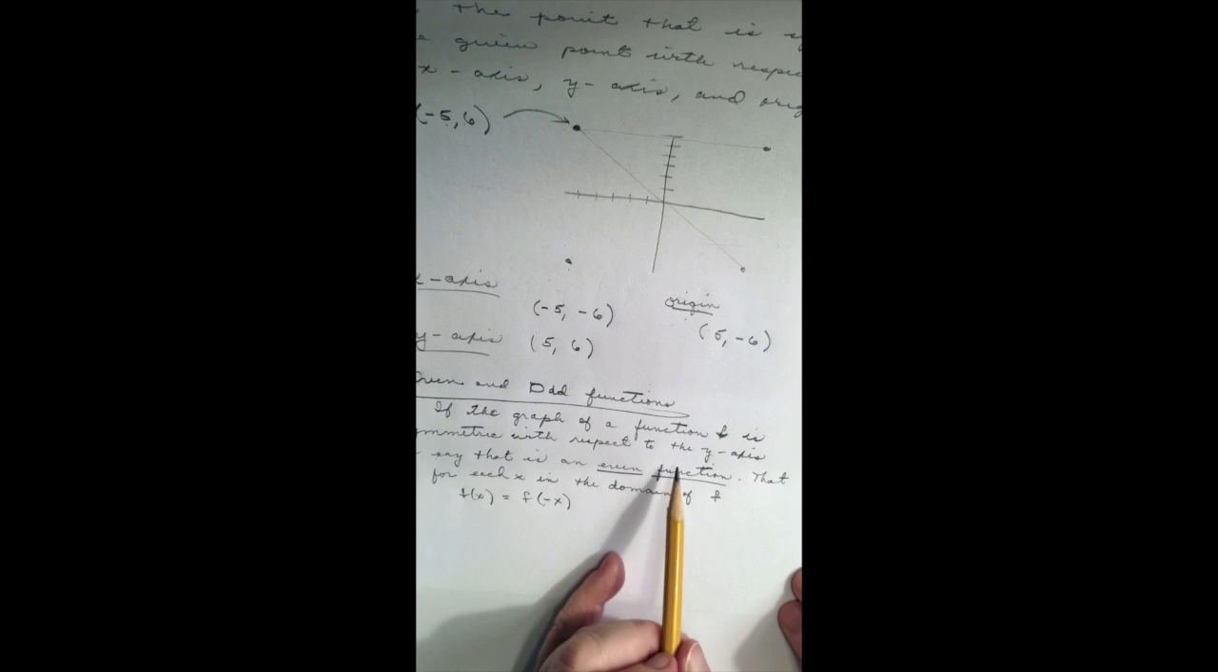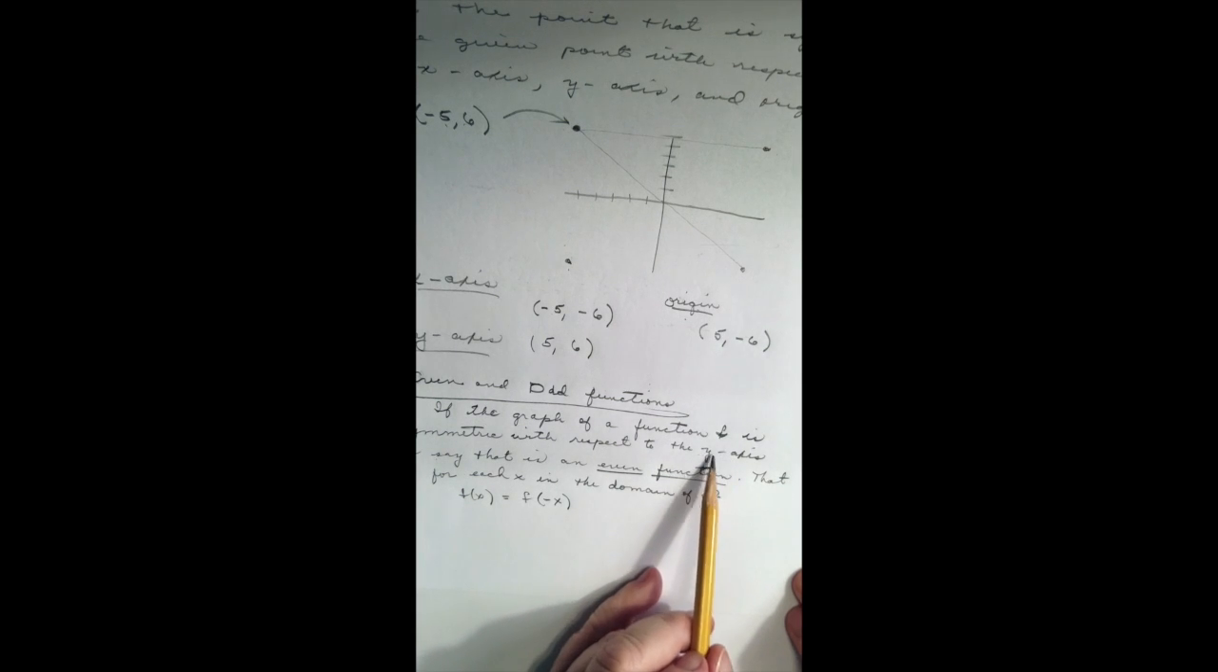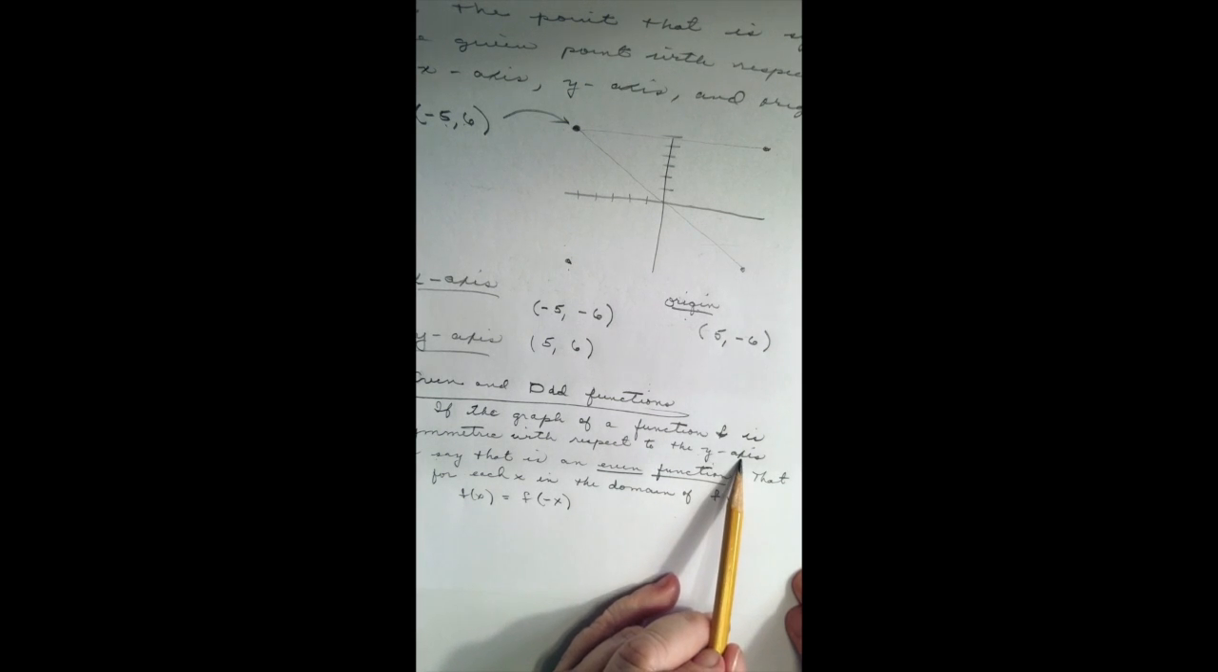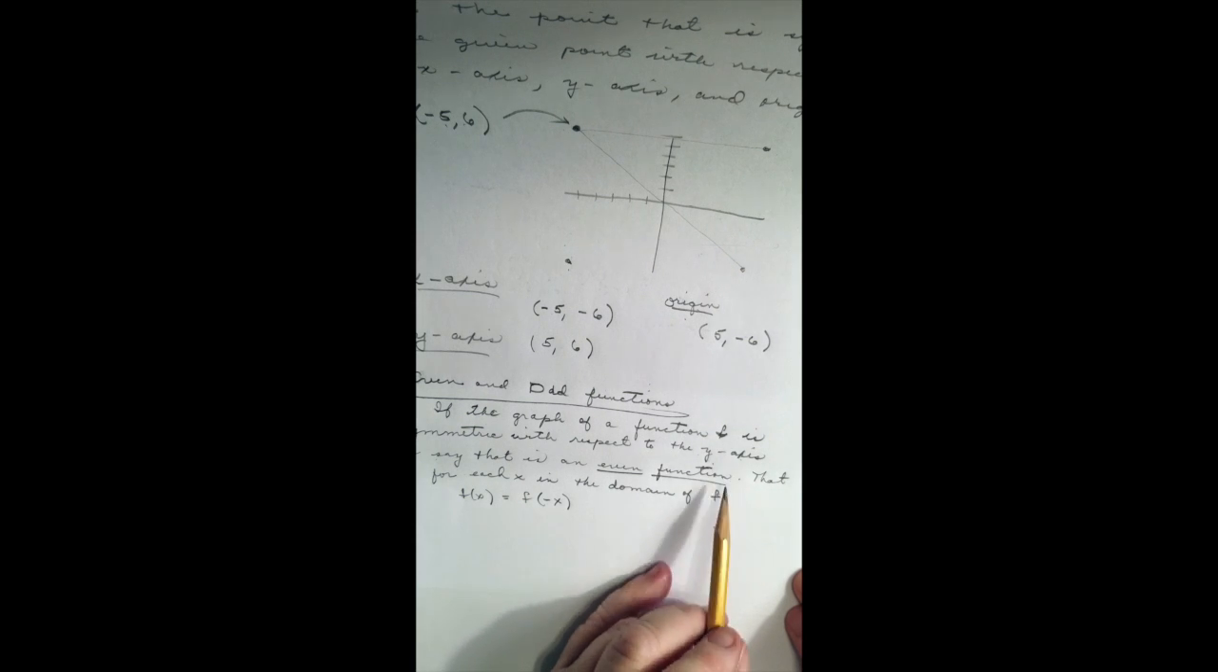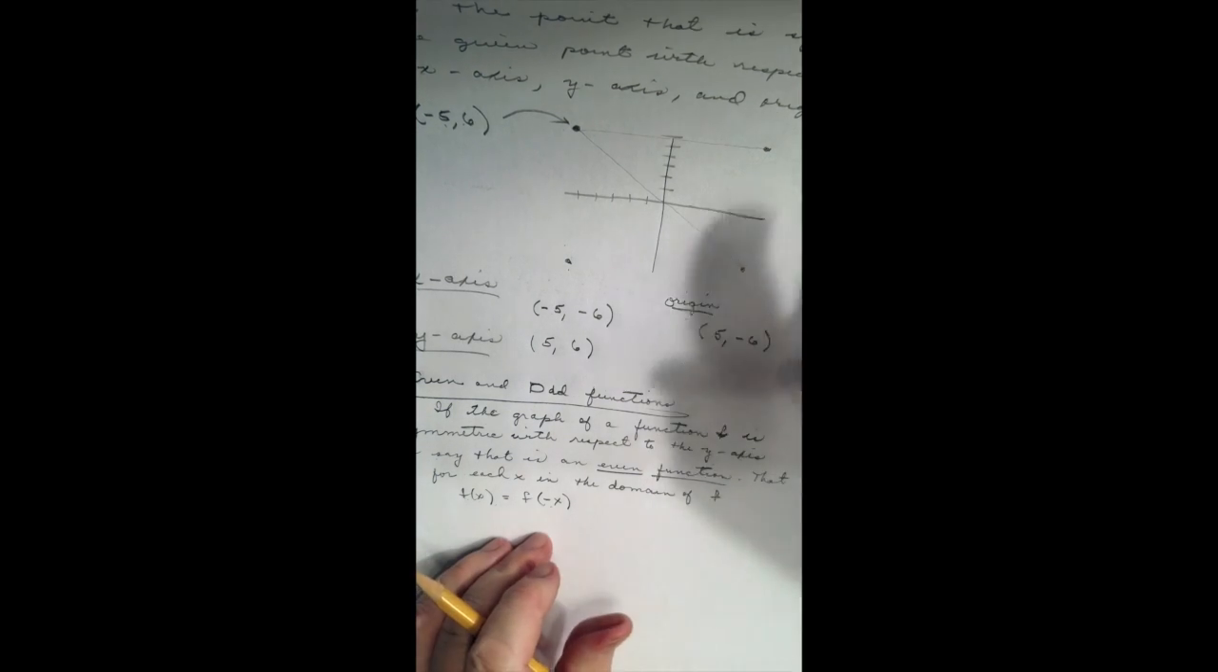And if we stop and think about that for a minute, if it's symmetric with respect to the y-axis, to determine that in our testing, we changed the sign of the x value, and so that would make this equation true. f of x equals f of -x.